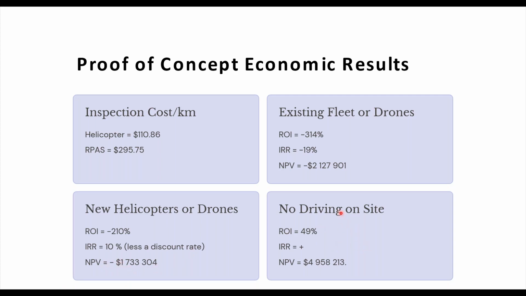But an interesting case is when we eliminate driving on site, which is a lot of driving. There is up and down, which takes up a lot of time and also consumes a lot of our resources. So if we eliminate that, we see that we can reduce our operations by almost 50%. That's why we have an ROI of 49%, which is positive, and a net present value of over $4 million.